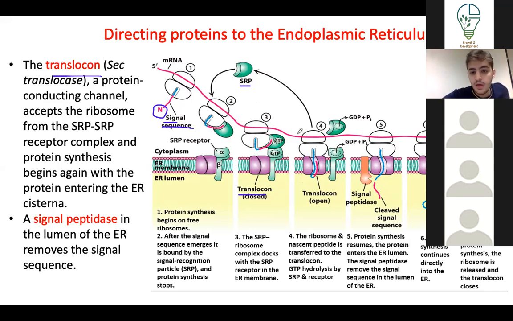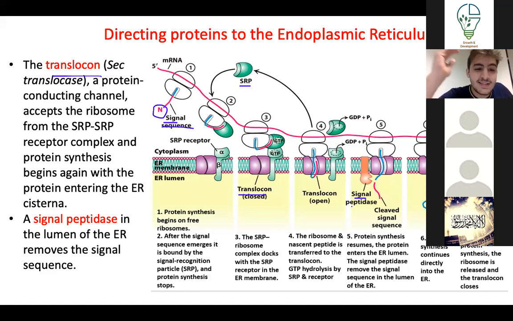Now once it's in, I'm going to go into details and then tell you what you should know. Once it's in, the signal sequence will get cleaved by the signal peptidase. So what cleaves the signal sequence? Signal peptidase, and then translation will continue. This is called co-translational translocation. So the translation will continue within the endoplasmic reticulum, and then you end up with a protein in the endoplasmic reticulum.